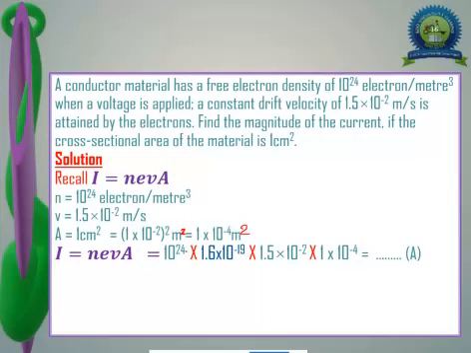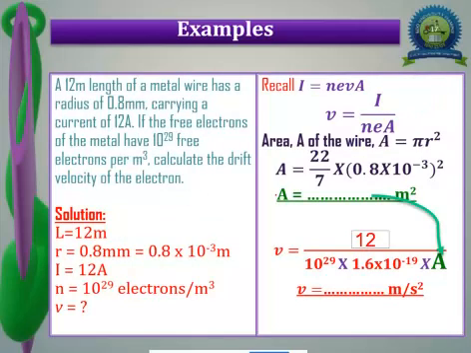So I have 10 raised to power 24, which is my n, 1.6 times 10 raised to power minus 19, which is my e, 1.5 times 10 raised to power minus 2, which is my what? V, and finally 1 times 10 raised to power minus 4, which is my A. So once you punch your calculator, you will get your current and the unit will be in ampere. Is that okay? Is that okay by everybody? Let's go to the next example.